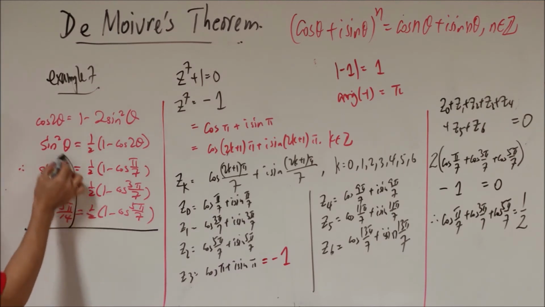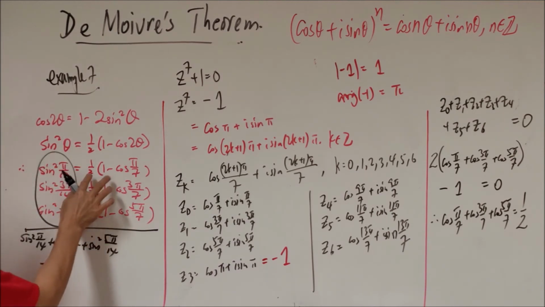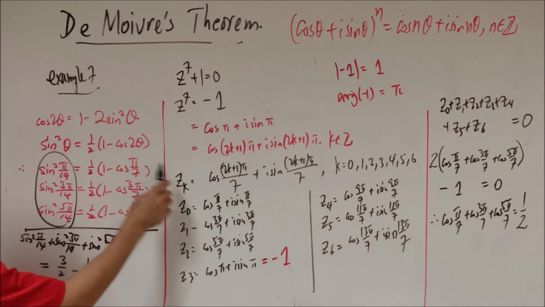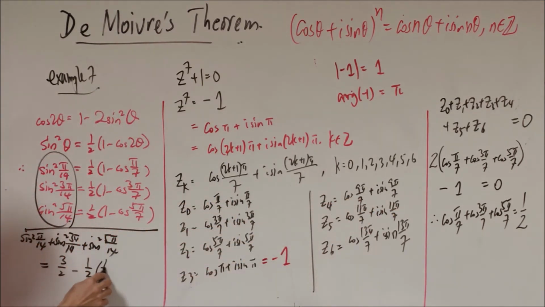If we sum up all these, you will have 3 over 2 minus 1 over 2 of the sum here, which is equal to 1 over 2 there. And this will give me 5 over 4.